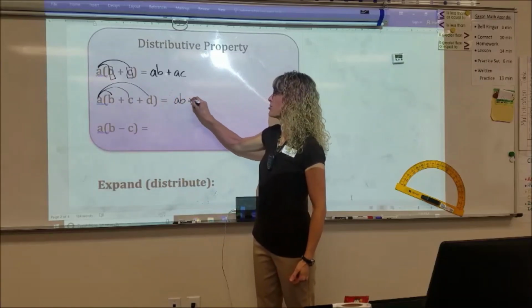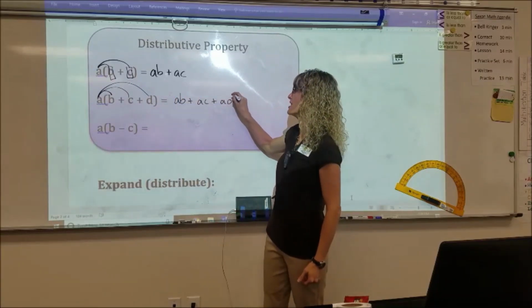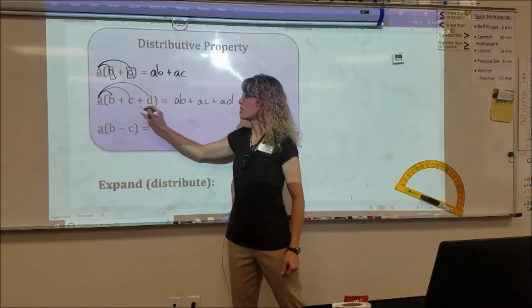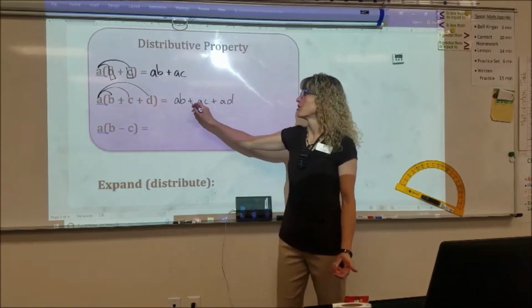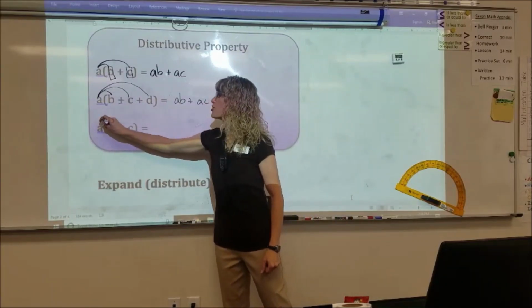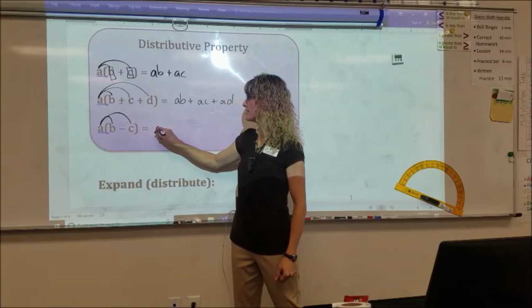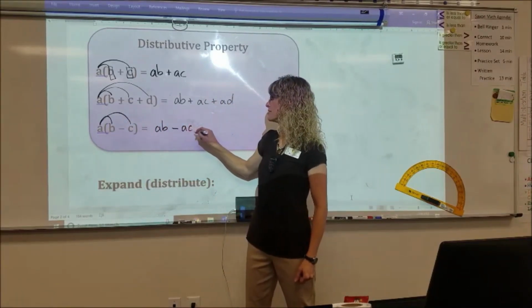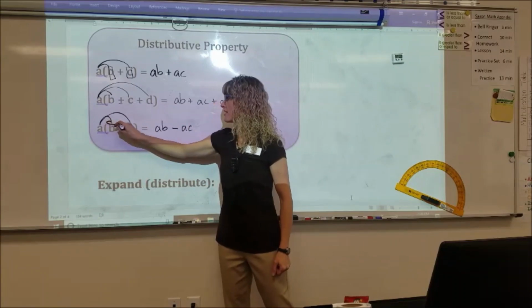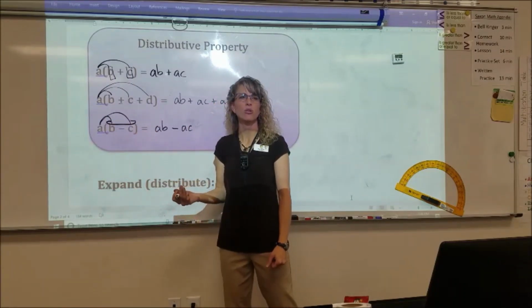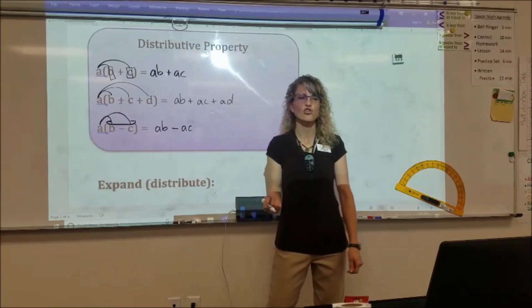It'd be AB plus AC plus AD. And you multiply it through: A times B, A times C, A times D. And whatever the sign is, just put that same sign between. So A distributed to B and to C looks like AB minus A times C. Some of my students said, hey, it's a witch's hat. That helps you remember, oh yeah, this is when we distribute. Okay? So that's the distributive property.